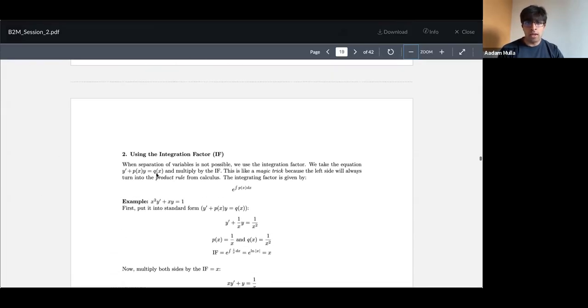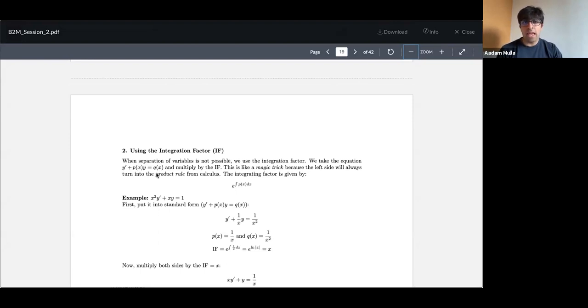Okay. The second way is, what happens if we can't separate the y's and the x's so easily? If you look at this example here, if we write y prime as dy dx, it's not evident how to bring x's and dx's to one side and y's and dy's to the other side. So here's where we use this thing called the integrating factor. Okay, maybe you have learned it. This is what the integrating factor equals. It's a very cool idea.